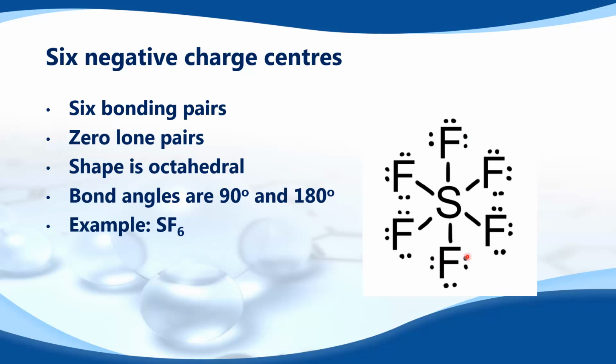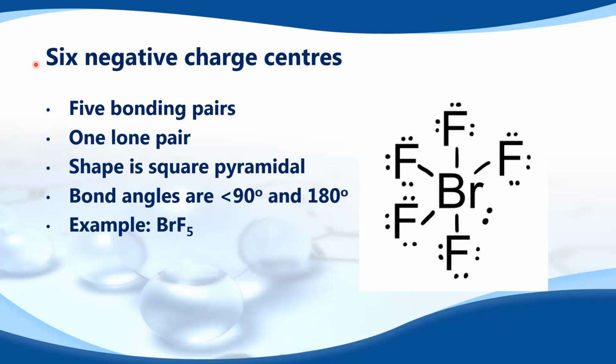So here's our SF6 molecule. The central atom is the sulfur atom, and it's bonded by single covalent bonds to 6 other fluorine atoms. 6 negative charge centers, but this time we have 5 bonding pairs of electrons and 1 lone pair of electrons. The shape is square pyramidal. The bond angles are less than 90 degrees and 180 degrees, and this example is BrF5.